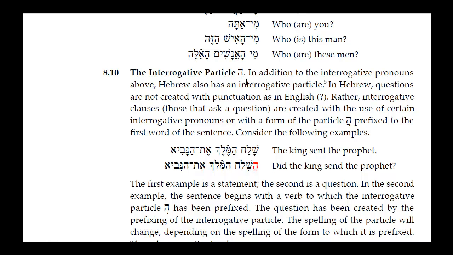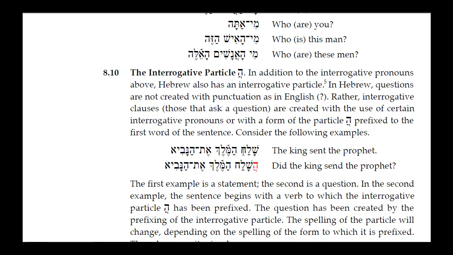The interrogative particle hey. In addition to the interrogative pronouns above, Hebrew also has what they call an interrogative particle. In Hebrew, questions are not created with punctuation like they are in English. Rather, interrogative clauses, those that ask a question, are created with the use of a certain interrogative pronoun or with the form of the particle hey with a hatef patach under it, prefixed to the first word of the sentence. Let's consider some examples here.